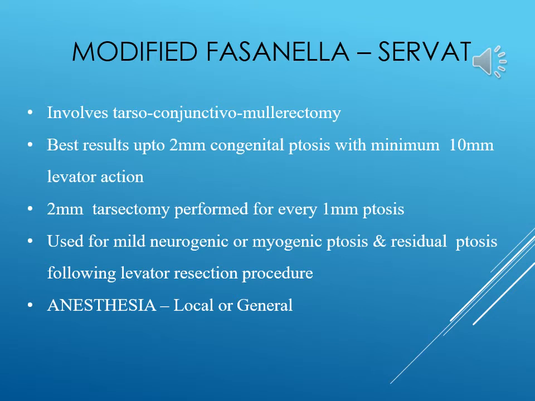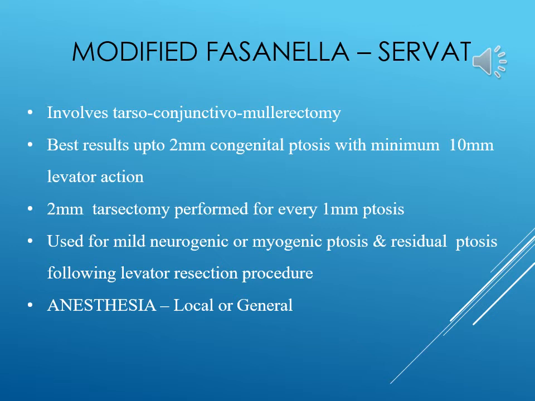Now, the first surgery which we will be discussing is the modified Fasanella Servat procedure. This procedure is useful for mild ptosis with a good levator function. This surgery involves shortening of the Muller's muscle and the upper part of the tarsus. This surgery will give best results up to 2 millimeters of congenital ptosis with minimum 10 millimeters of levator action. A 2 millimeter tarsectomy is performed for every 1 millimeter of ptosis.